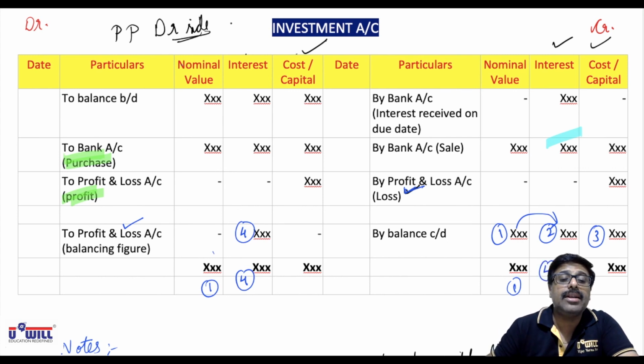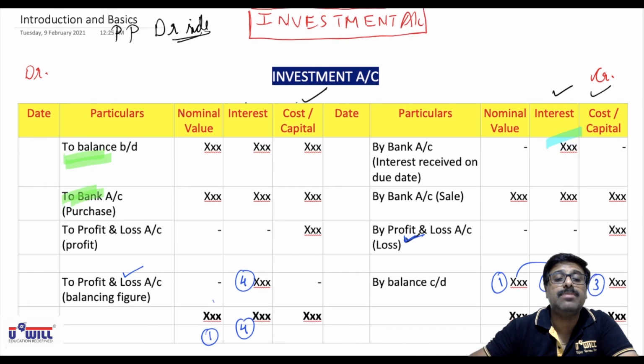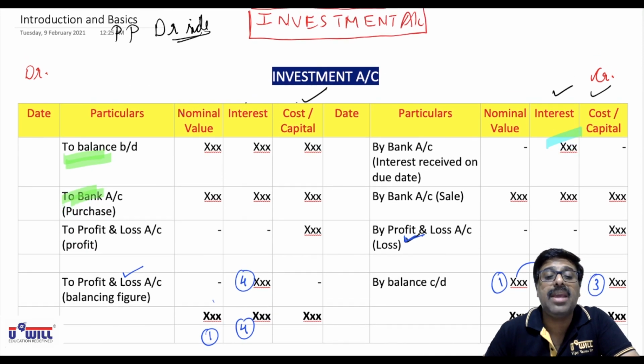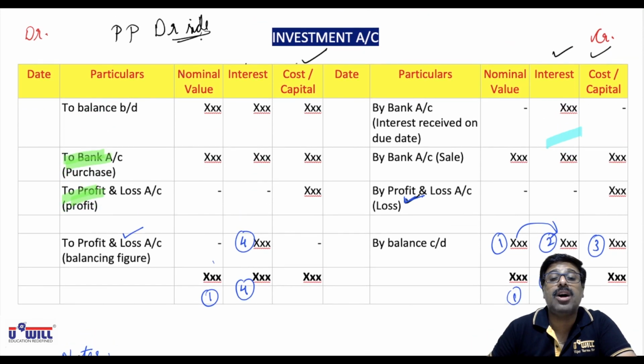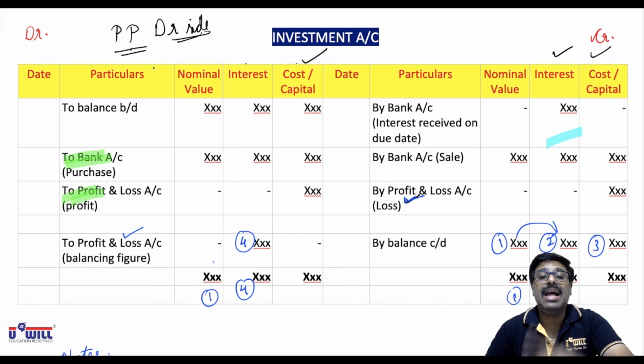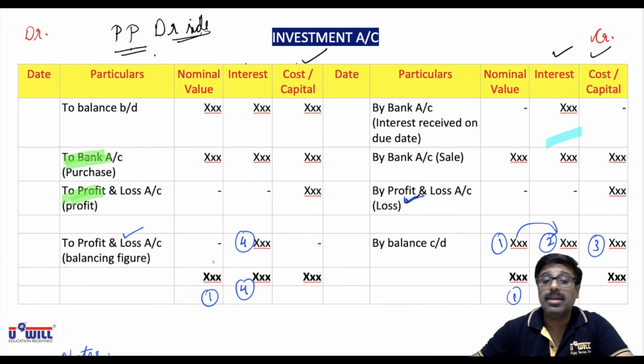So what shortcut can you all remember for investments purpose? PP. What does this PP stand for? Purchase and profit will be recorded on debit side. Rest of all the things will be recorded on credit side. Is every one of you clear with that? So keep this shortcut in mind. Purchase comes in the transaction debit side.